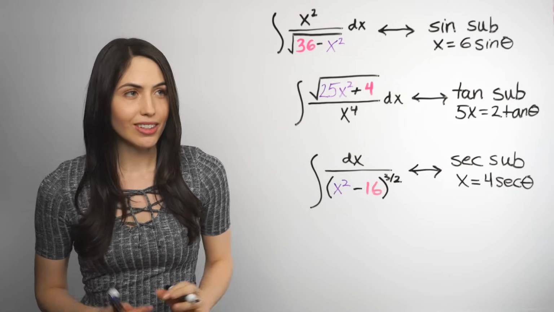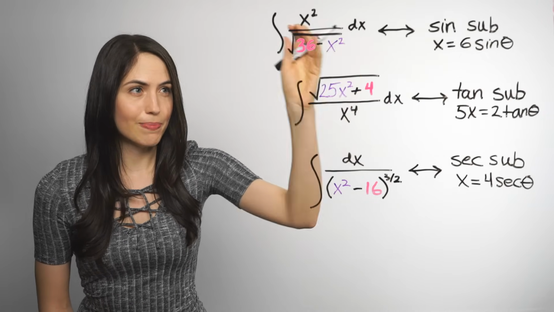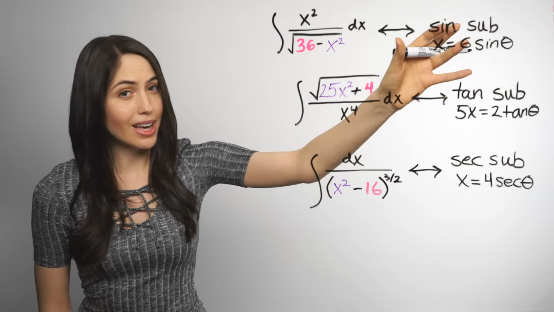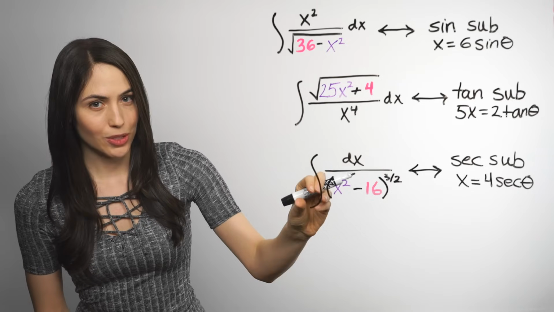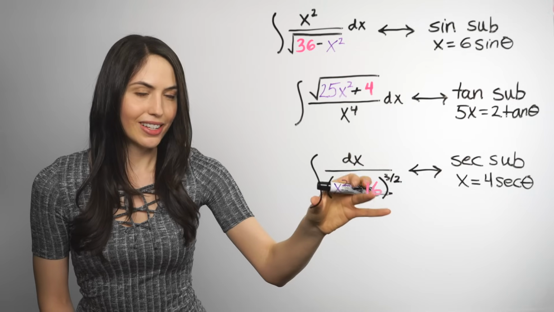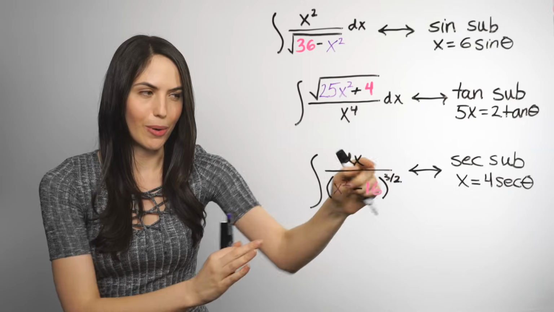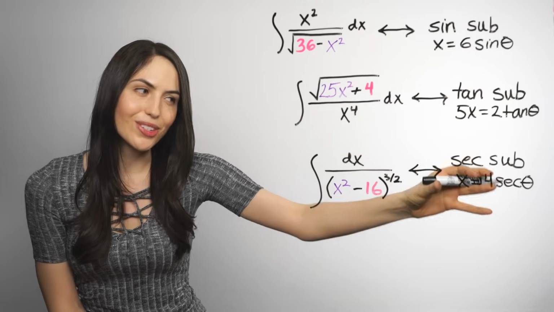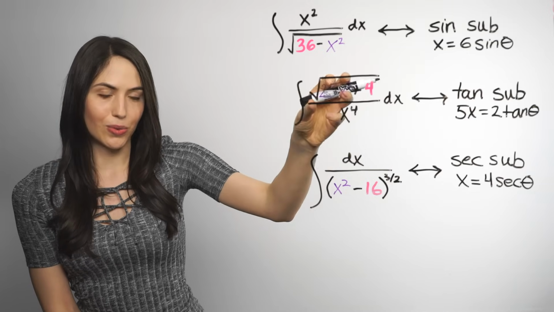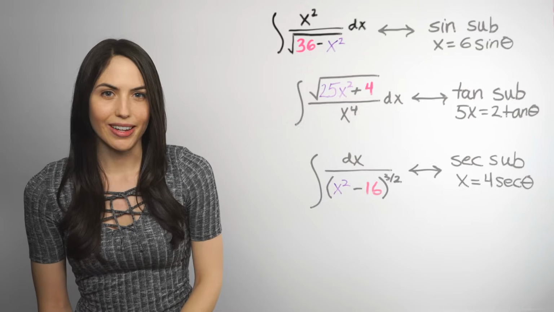So in general, if you have a number minus an x squared term in your radical, it's going to be a sine substitution. But if you have an x squared term minus the number, so the reverse, in your radical, this is a radical just in a disguised form, it's going to be a secant substitution. And then finally, if you have a number plus your x squared term, it will be a tangent substitution. So let me show you the first kind.